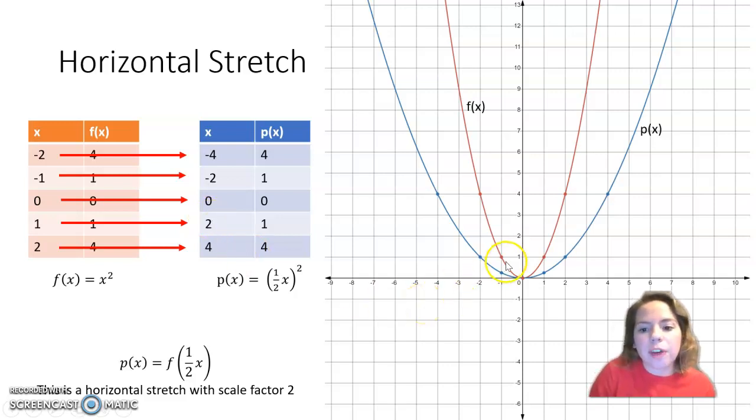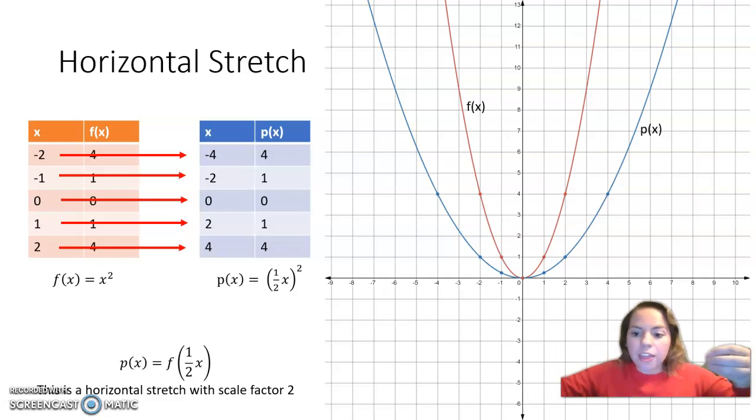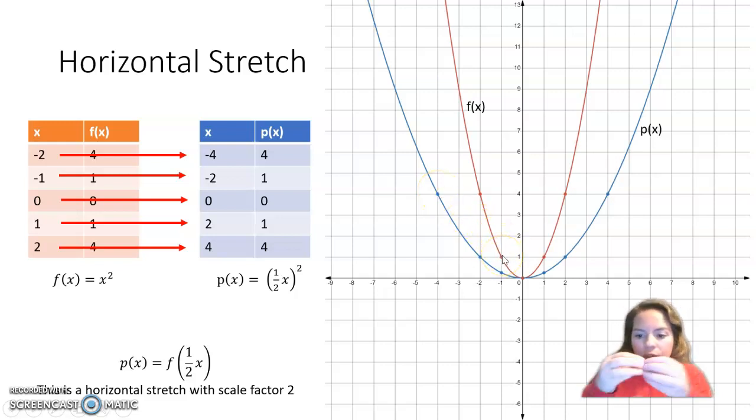So for example, if I look at my original ordered pair -2, 4, when that gets stretched outward, that point moves to -4, 4. Or if I look at the ordered pair -1, 1, when I stretch that outward, it goes to -2, 1. I can do the same thing on the other side of the parabola as well. 1, 1 becomes 2, 1, and then 2, 4 becomes 4, 4. So again, those x values are actually getting multiplied by 2.